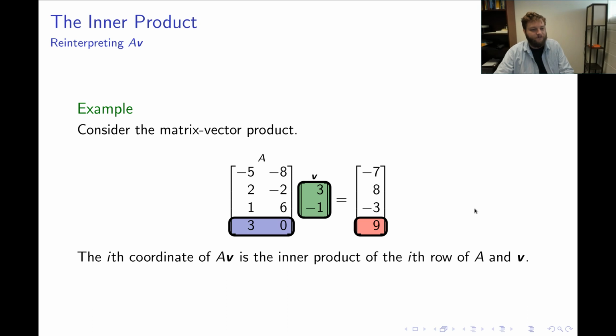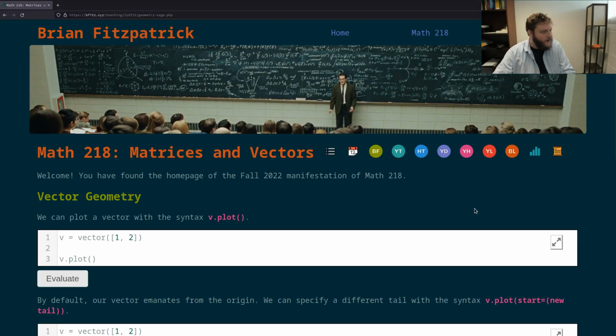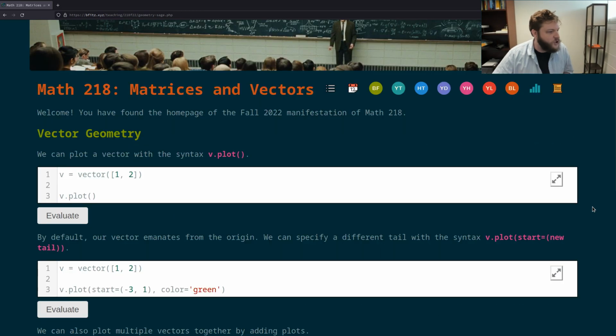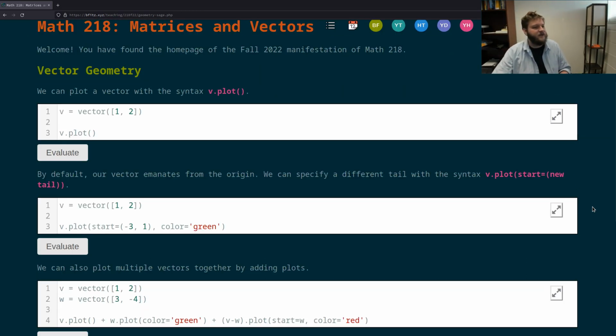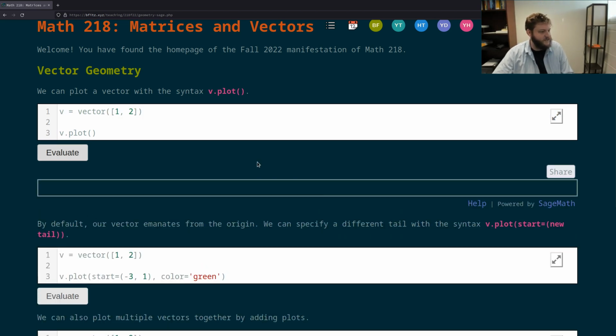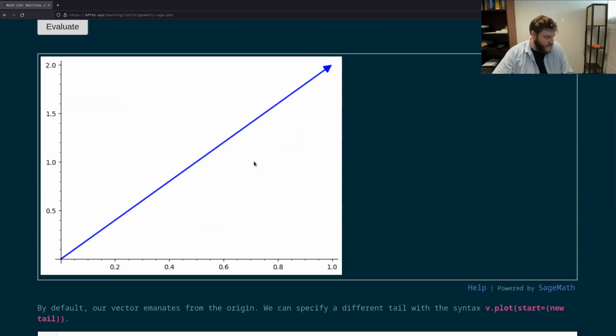Before I let everyone go here, I just want to call attention to the Sage module posted on the course webpage. If you play around with the calculators here, you'll find that Sage has syntax for plotting vectors. So I've input a vector here, a vector in R2, and the syntax is v.plot, open close parentheses. And Sage will produce a picture of that vector.